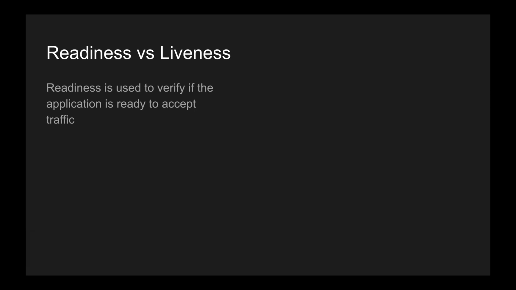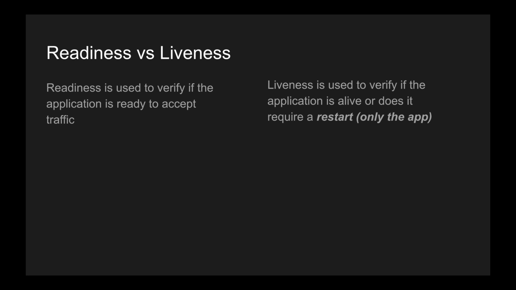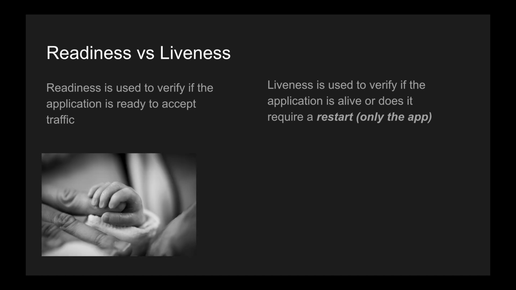Based on this readiness, Kubernetes will understand, okay, our pod is now ready so that we can serve traffic to this particular pod. And our application is what decides if it is ready or not. Liveness, on the other hand, is used to verify if the application is alive or not. A simple example would be relating this to our lives. Readiness probe is like the inception of our life, which is like starting a container and our application is ready to serve traffic. And liveness is like our heartbeat.